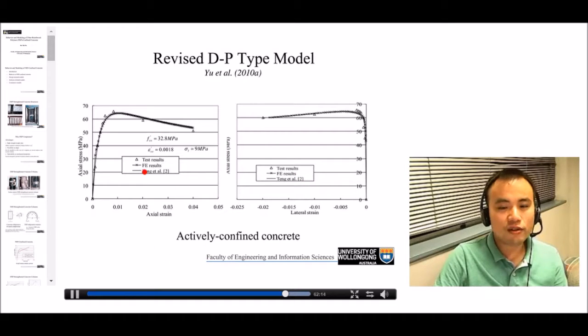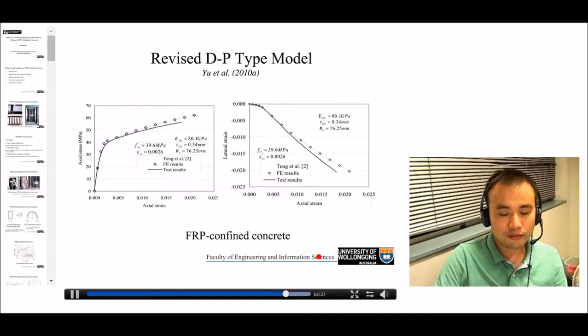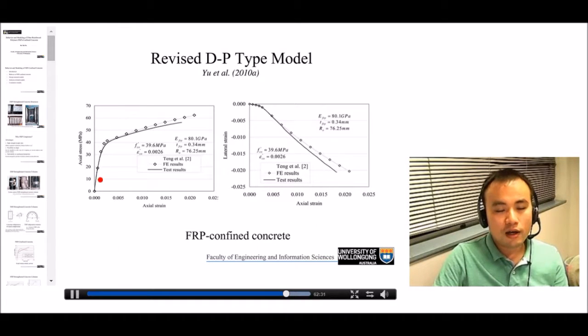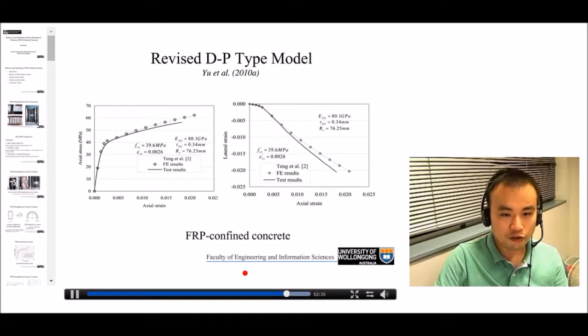And if you make these modifications, this figure shows you can predict very well the test result of actively confined concrete, not only for the axial stress-strain curve, but also for the lateral expansion. You can also predict very well the stress-strain curve and the lateral expansion of FRP-confined concrete.